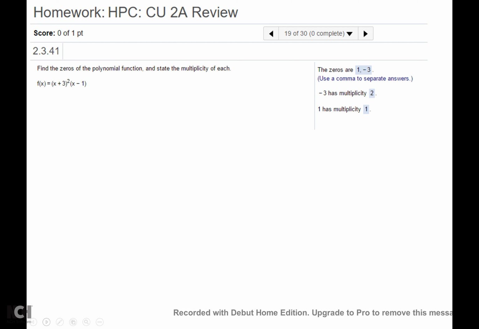Alright, and then it says find the zeros of the polynomial function and state the multiplicity of each. They're giving us a function in factored form. Well, if you set it to 0 and use the zero product property, that says (x + 3) squared equals 0 and x minus 1 equals 0. Whatever this zero comes out to be is going to have a multiplicity of 2, because of the exponent. They're not asking what's going to happen yet, but remember, this means that it's going to just touch and turn. It's not going to cross through.